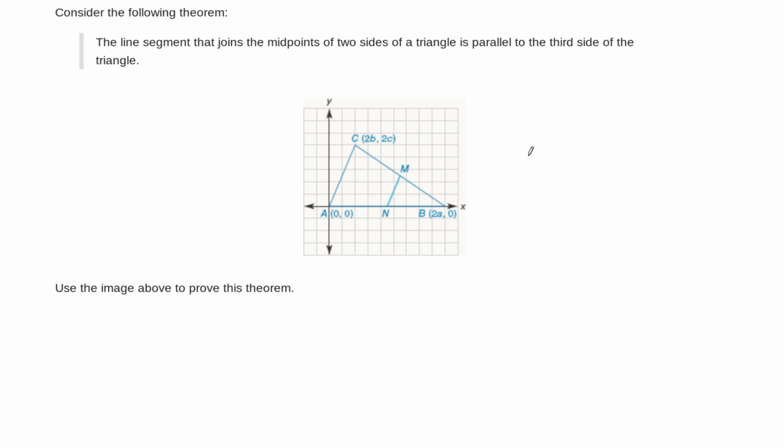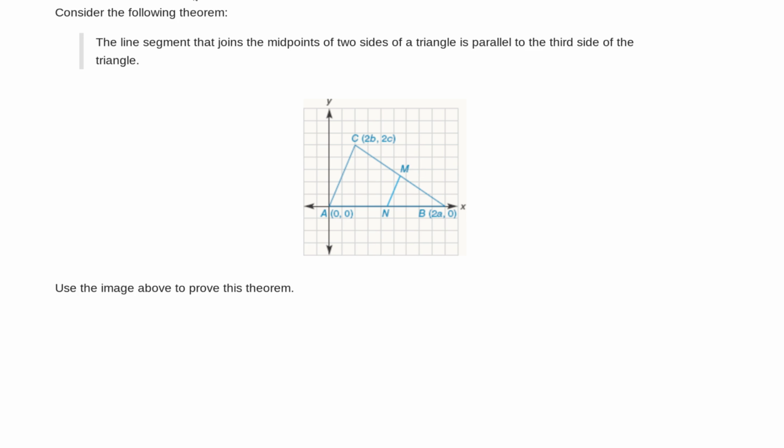In this example, we are given a theorem, or a statement at least. It says the line segment that joins the midpoints of two sides of a triangle is parallel to the third side of the triangle. And we are given an image here with some coordinates already given to us. And we're asked to prove the theorem by using the image and kind of using an analytical approach. In other words, we want to use the coordinates here somehow.